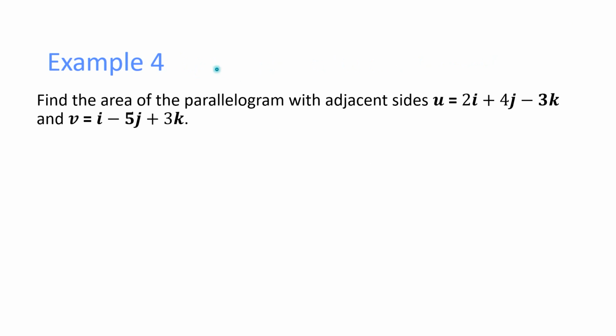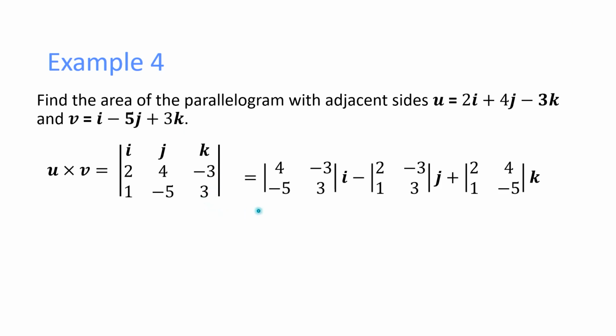Example 4. Find the area of the parallelogram with adjacent sides u equals 2i plus 4j minus 3k and v equals i minus 5j plus 3k. First, you'd have to work out u cross v, which equals i, j, k. Then you would have components of u, which are 2, 4, minus 3, and the components of v, which are 1, negative 5, and 3.